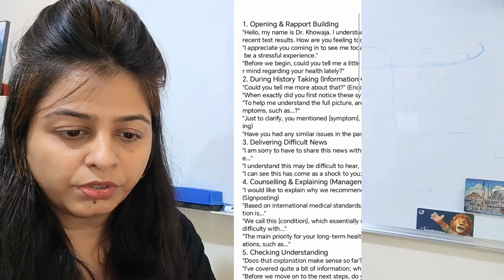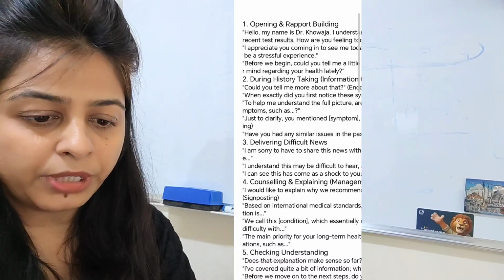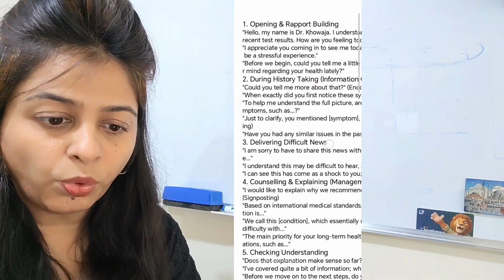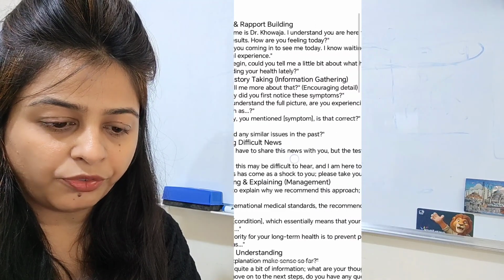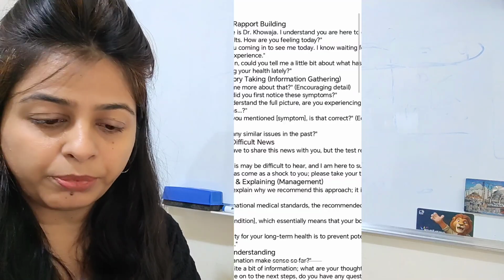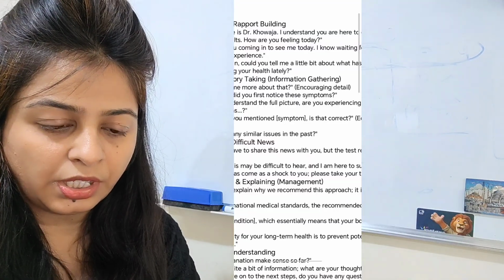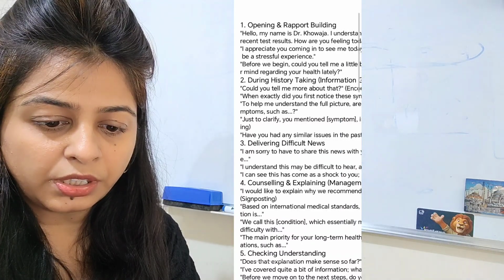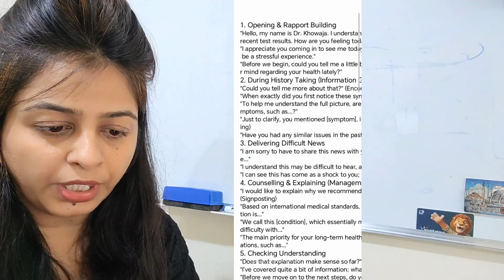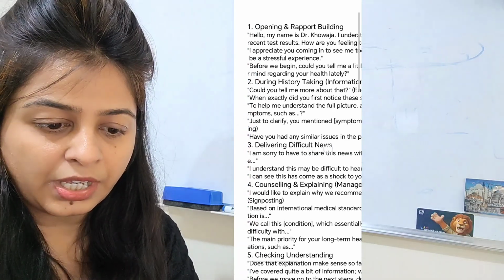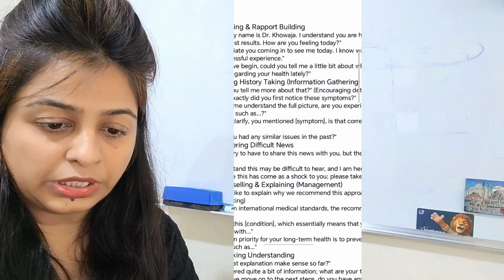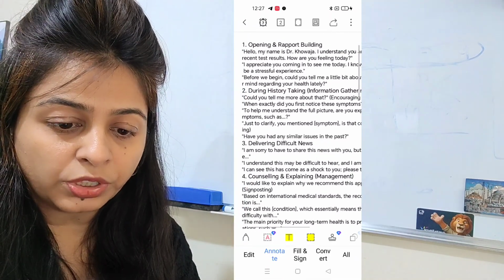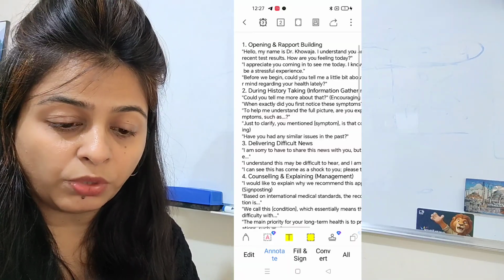Okay, so the third line is, before we begin. In the opening and rapport building paragraph, the third line you can use is: Before we begin, could you tell me a little bit about what has been on your mind regarding your health lately? Here you can use these lines. You can even make your own lines, whatever is comfortable for you.